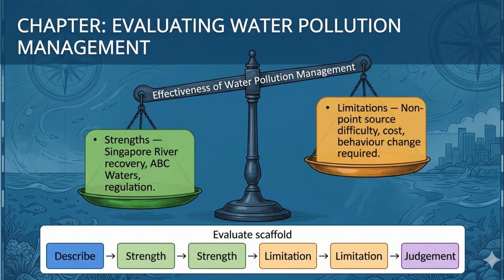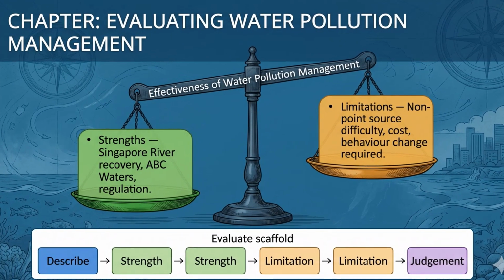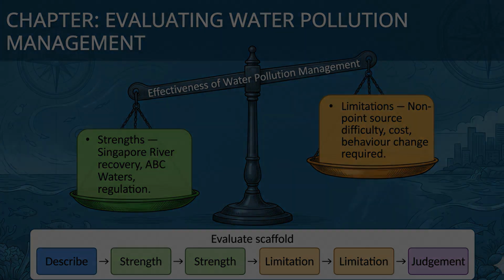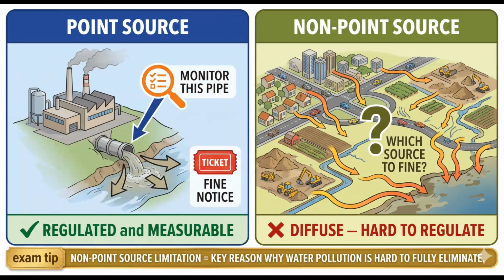Chapter 4: Evaluate. This chapter brings together the point source and non-point source distinction, the full picture of Singapore's management strategies, and the 6-mark Evaluate structure. Let's build the Evaluate answer step by step. The core argument for the Evaluate question's limitation section is the point source versus non-point source contrast. Look at the two panels on screen.